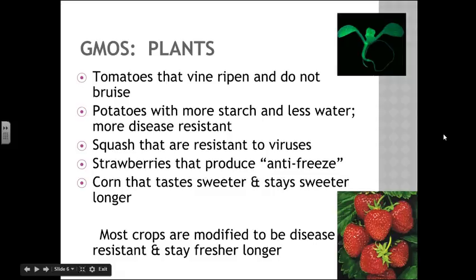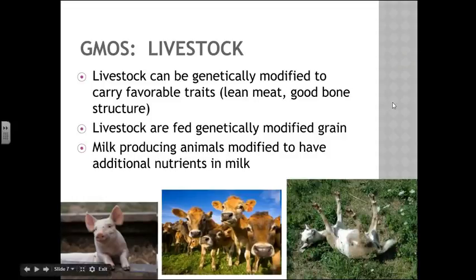If you were to look at the foods that you eat today, I would imagine you would find corn in at least 3 places you weren't expecting it. Right? Most crops are actually modified to be disease resistant and stay fresh longer. In livestock, we can have animals genetically modified to carry favorable traits like lean meat or good bone structure.